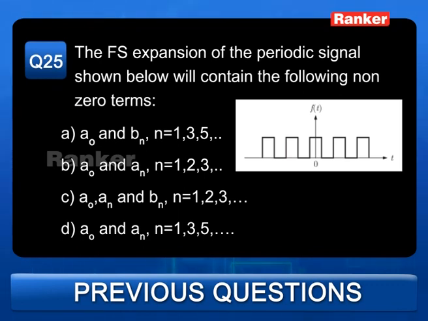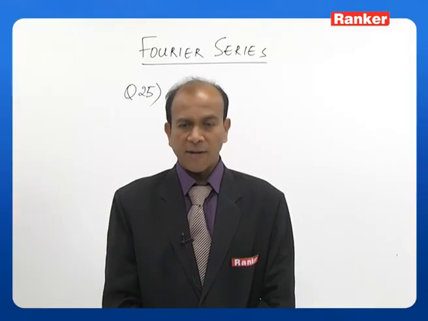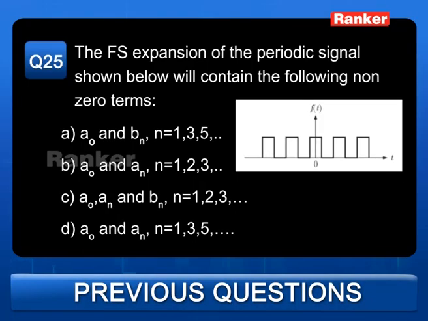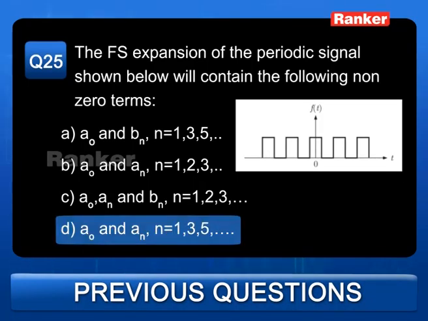Now the figure shown is an even signal, so A0 will exist. Because this is even, Bn will be 0 and An will take two values. The value of An will be 0 when n is even and An will be non-zero for n odd. So taking this all into combination, the answer is D, where you have A0 and An terms which are existing for sure. So the answer is D.